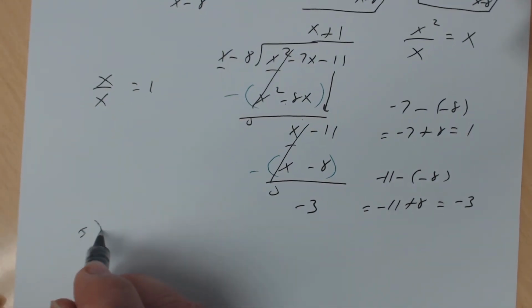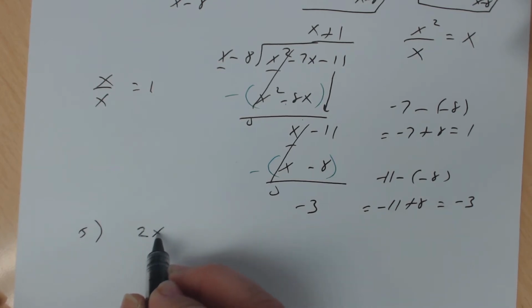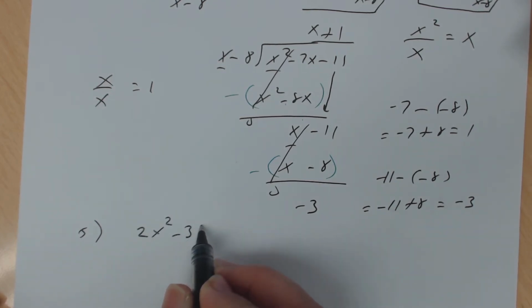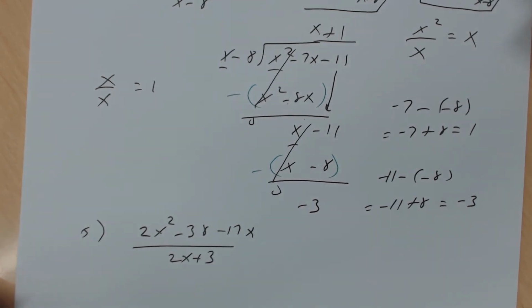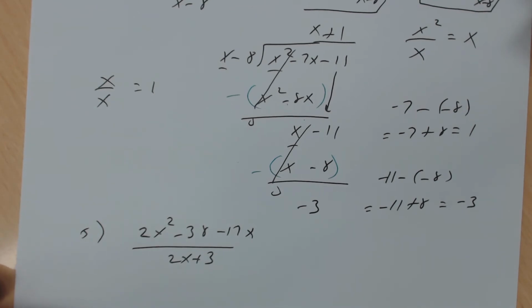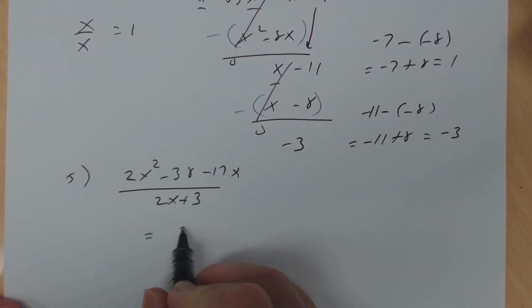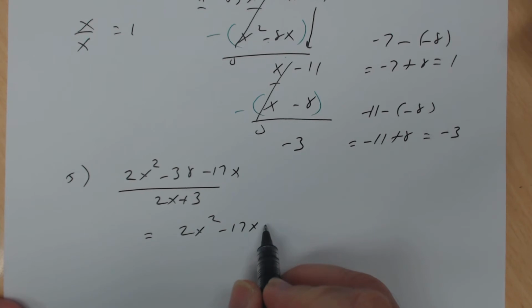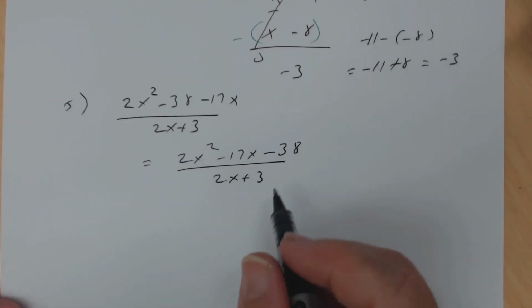All right, number 5. Suppose you had 2x squared minus 38 minus 17x divided by 2x plus 3. So 2x squared minus 38 minus 17x over 2x plus 3. Again, we have to put the numerator in descending order. So that's going to be 2x squared minus 17x minus 38 divided by 2x plus 3. And now let's do long division.